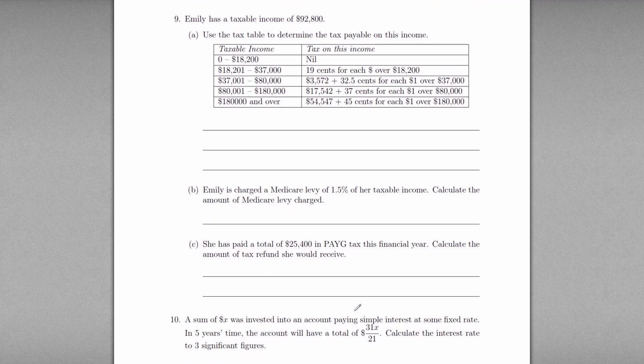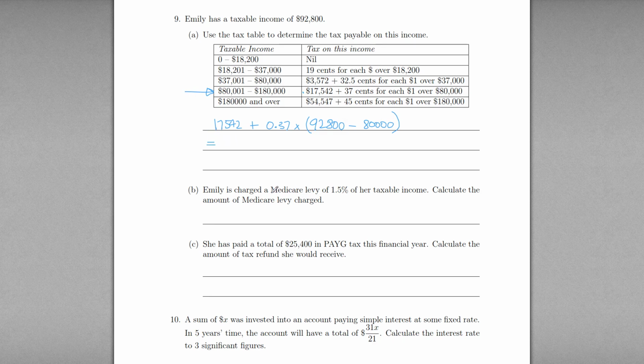Okay, taxable income of 92,800, calculate the tax payable on this income. So first thing is that we are sitting inside this bracket here, which means my tax will be this one. So it'll be 17,542 plus 37 cents, so 0.37 for each dollar over 80,000. So how much over 80,000 are we? We are 92,800 minus 80,000. This gives you the difference, which will tell you how much over 80,000 you are.